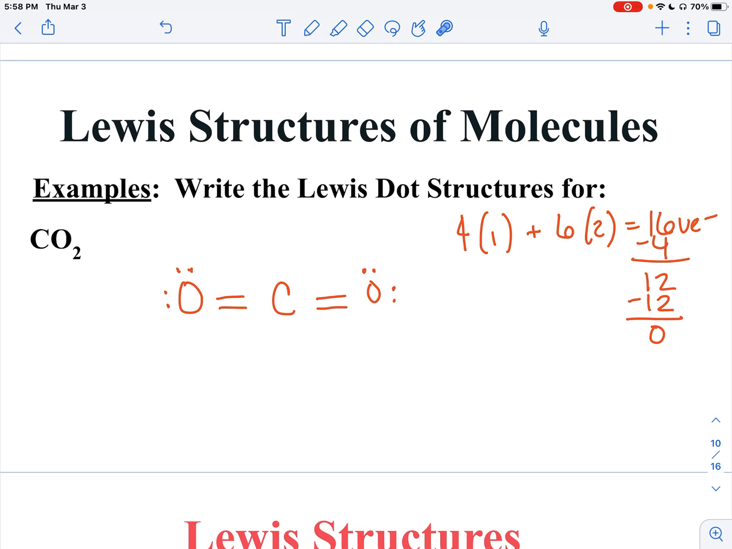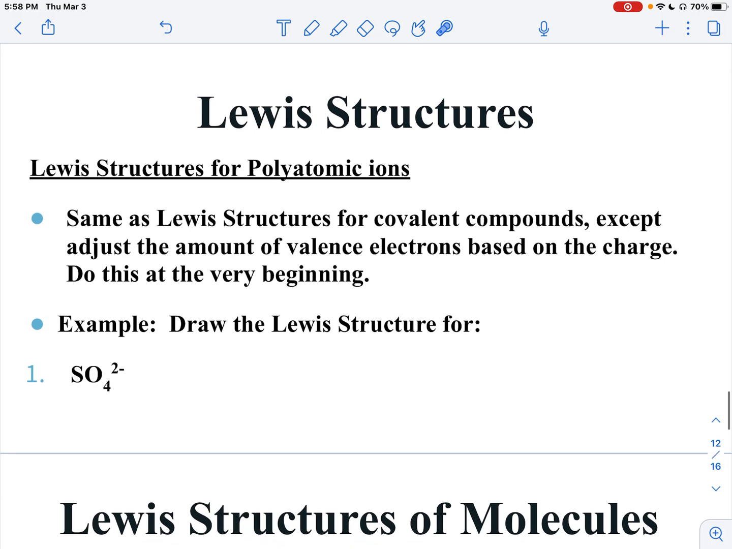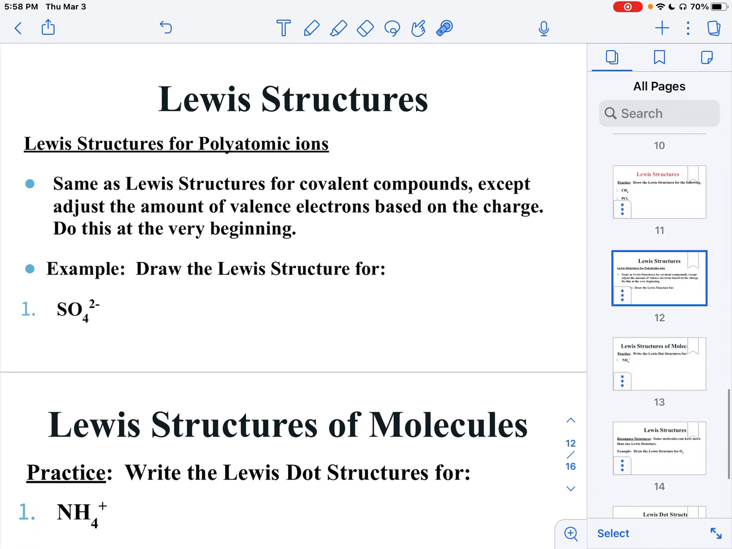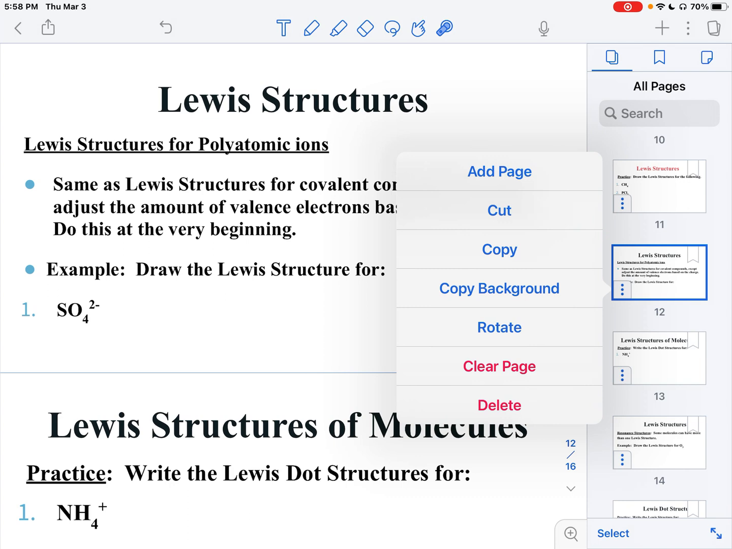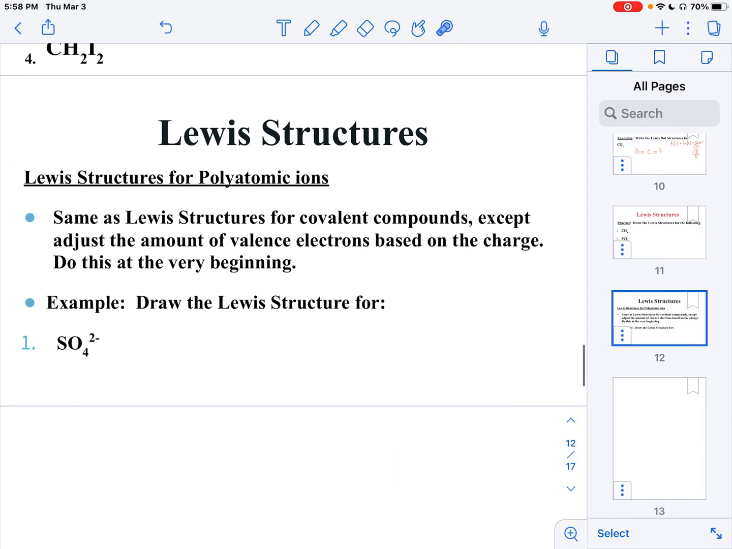So now we're going to add on to that just a bit. For polyatomic ions, it is the same basic idea, except you have to adjust your valence electrons for the charge. You can do that at the very beginning, and then you never have to think about it again.